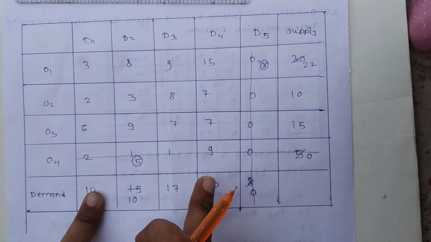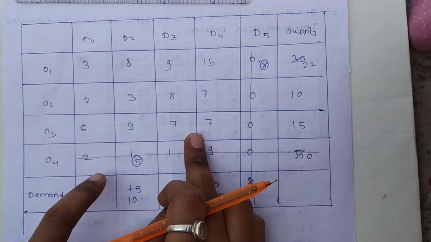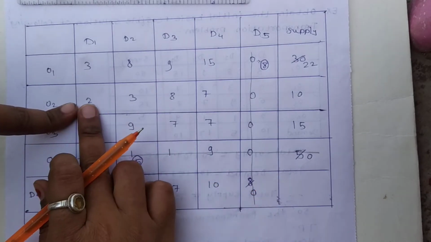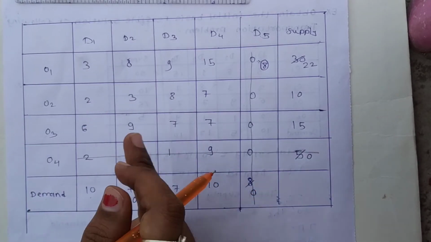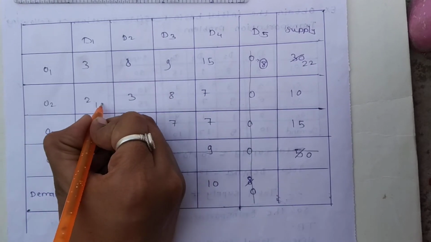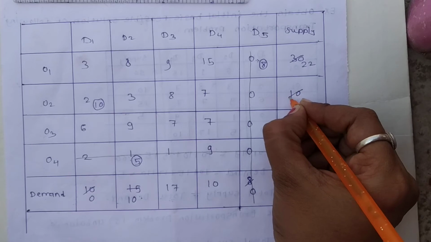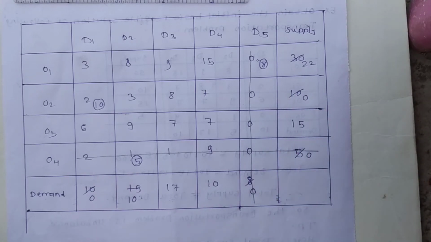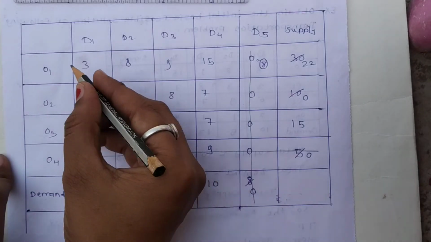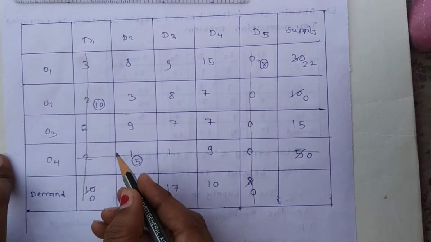Now from the remaining, 2 is minimum. For 2, demand is 10 and supply is 10, so allocate 10. 10 minus 10 is 0, 10 minus 10 is 0. Both the row and column become 0, so we cancel the row and column.